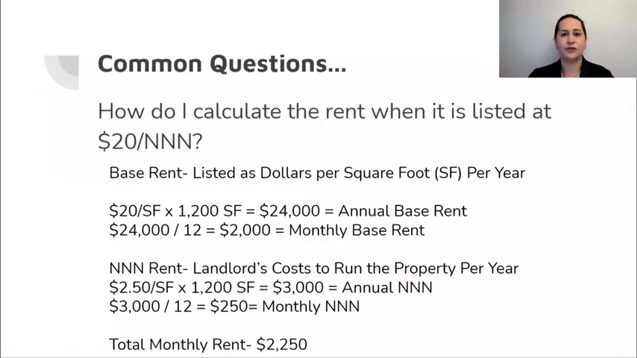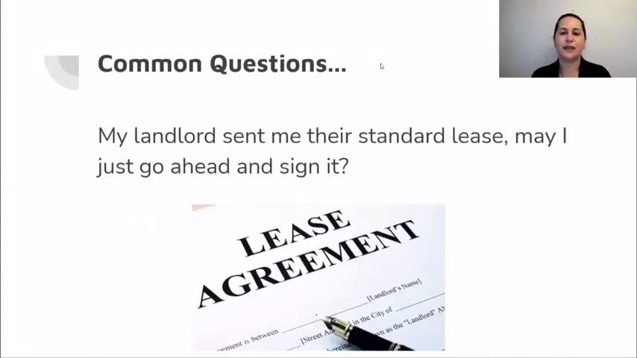So this is kind of how you calculate what you're looking at spending, just so you can have an idea of when you see these numbers and you go, "I don't know what that means." This is how you do the calculation and break it down so you can answer that question for yourself.